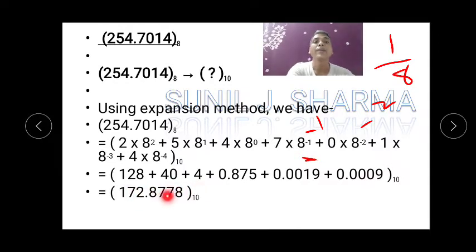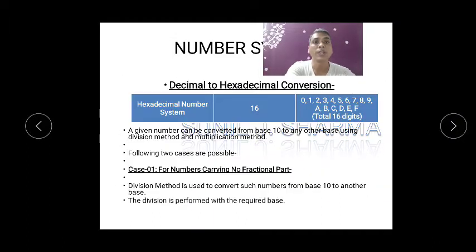Okay, I hope you understood that before the decimal point you have to go with 0, 1, 2, and after the decimal point you have to go with minus 1, minus 2, minus 3, minus 4, like this. I hope you understood this. Okay, now we will go with the next.